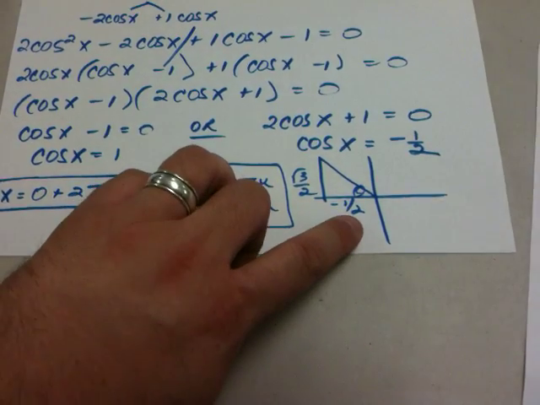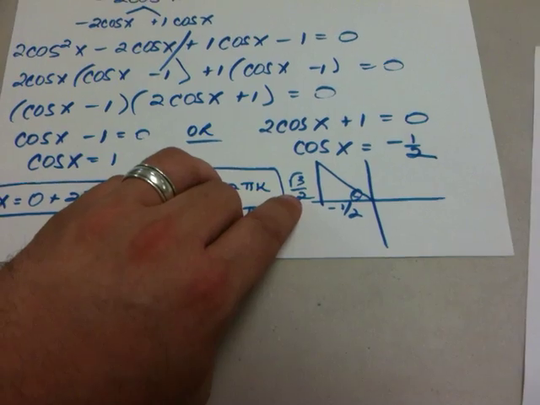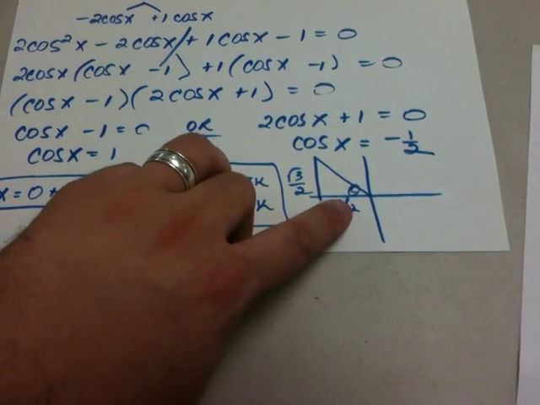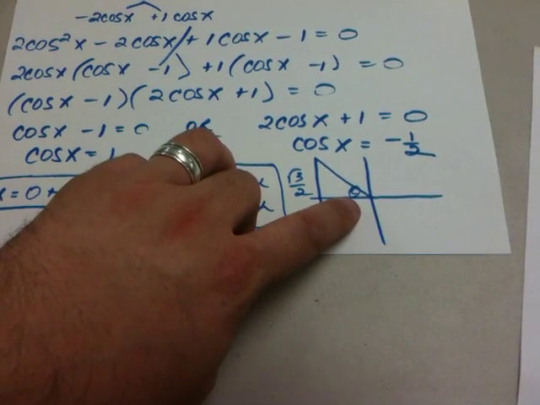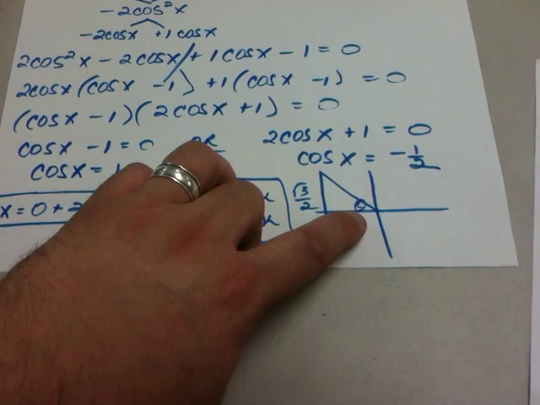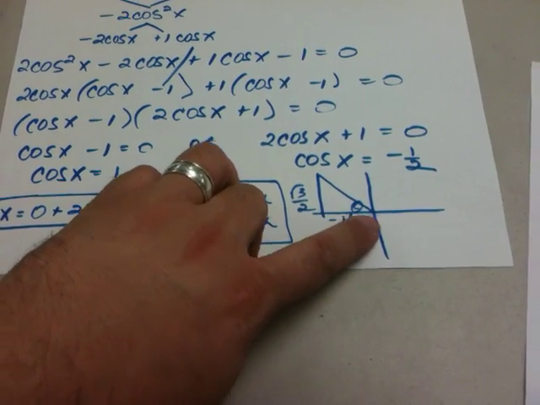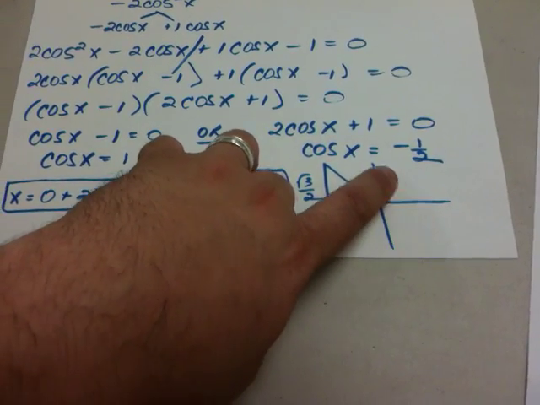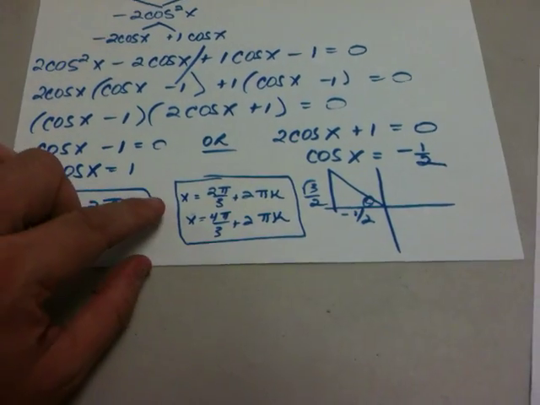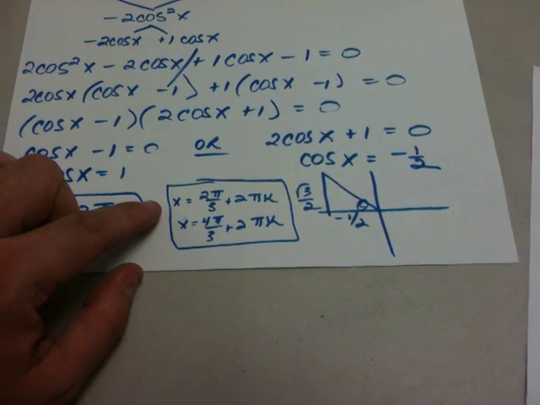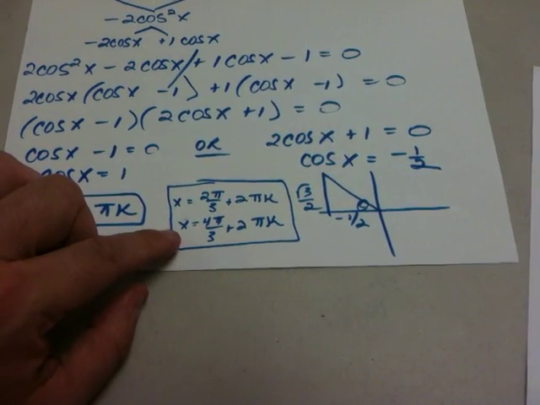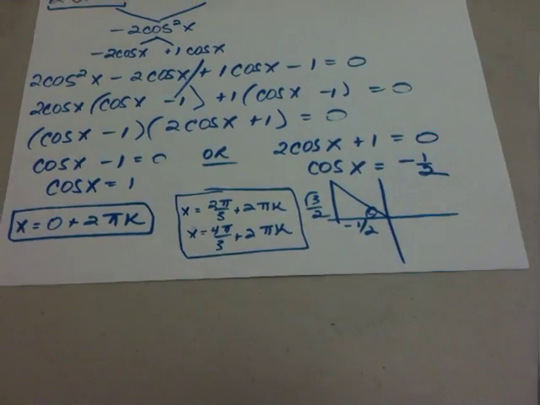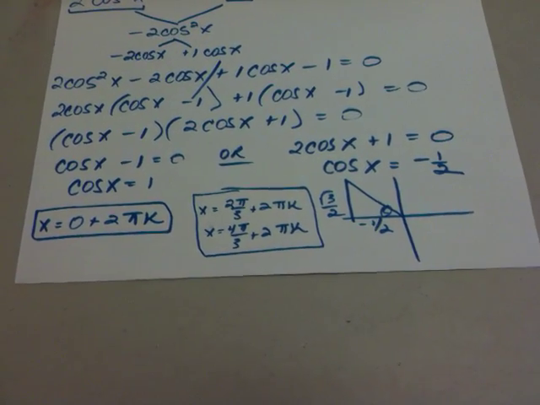If this side is negative 1/2, then this side must be the square root of 3 over 2, which makes angle theta, that's going to make our central angle 60 degrees, or pi over 3. Again, since we measure from the 0, we measure the outside angle, we're going to get x equals 2 pi over 3 plus 2 pi k. And for the fourth quadrant angle, x equals 4 pi over 3 plus 2 pi k.